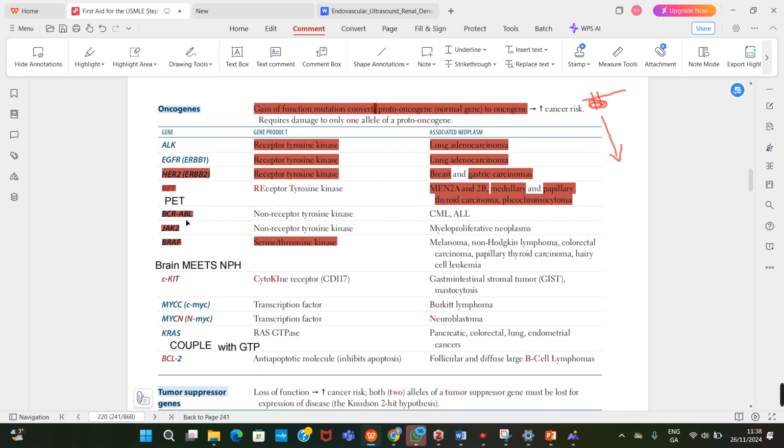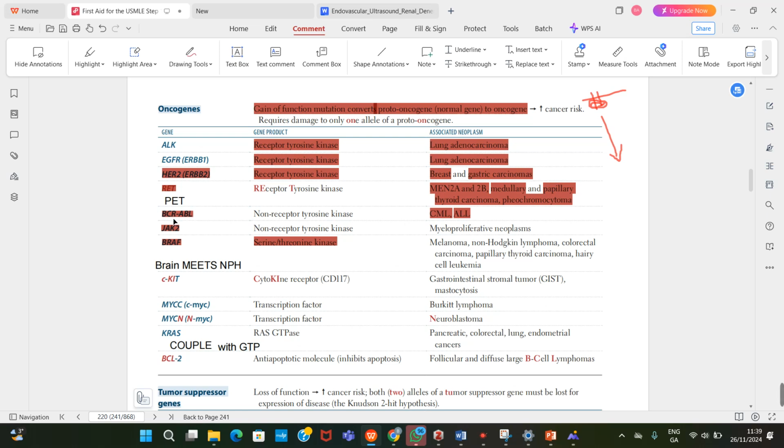The next is the BCR-ABL. We are familiar with this BCR-ABL, right? So what cancer does it cause? CML. And what else? ALL. If the BCR-ABL translocation is causing ALL, what does that tell us? It has a worse prognosis. Fantastic job. Worse prognosis.